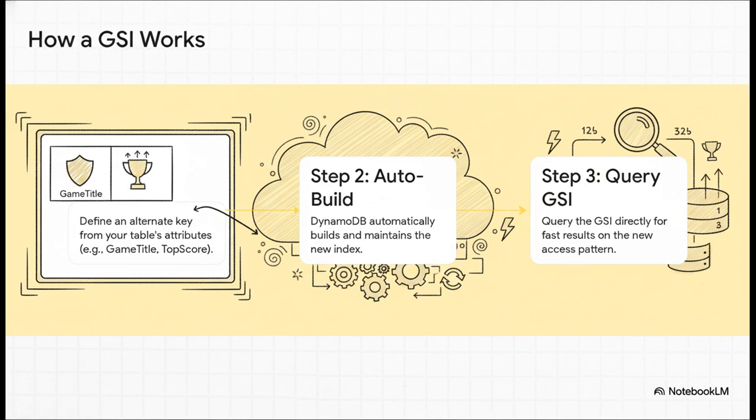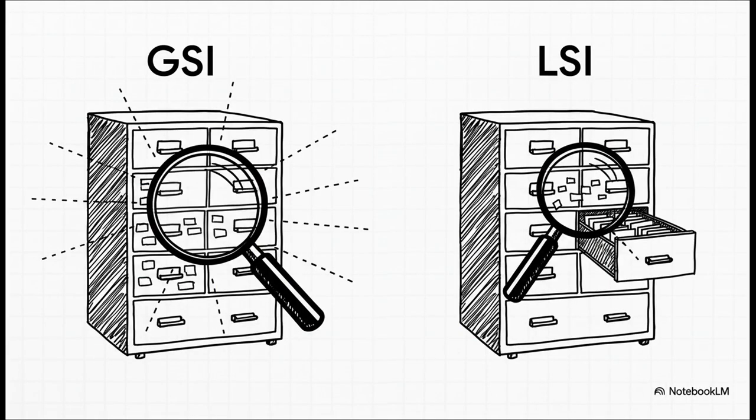Creating what's called a global secondary index, or a GSI, is really just a simple three-step process. First, you just pick the attributes you want for your new key, like, say, game title and top score for leaderboard. Second, DynamoDB does all the heavy lifting in the background, building and maintaining that new index for you. And third, you can now run lightning-fast queries against that GSI to find, for example, the top scores for a specific game. Now, you've got two main flavors of these indexes.